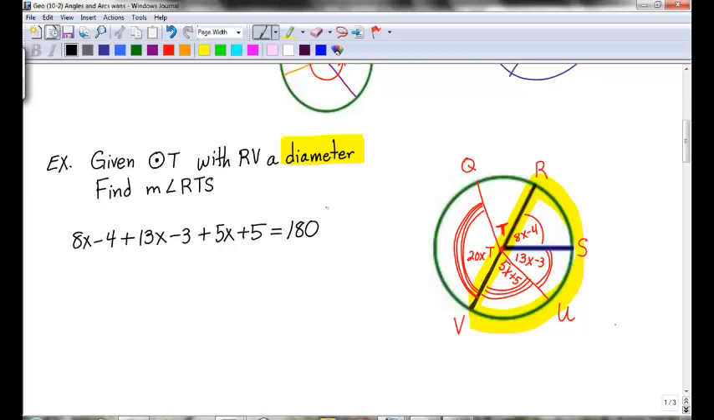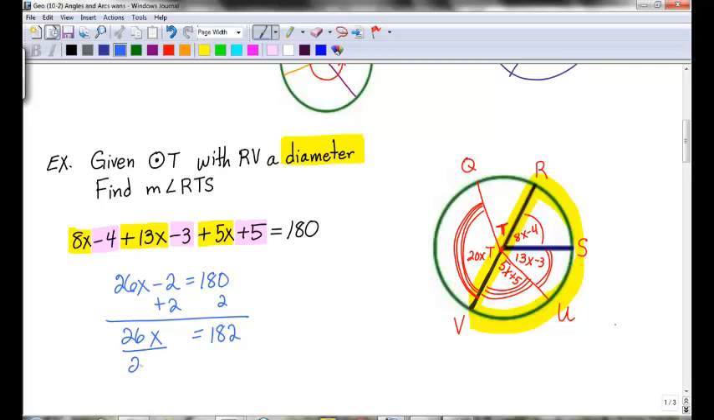Now combine like terms. You've got to combine the 8x, and you can't ignore the signs. You've got to look at the signs in front. Combine those, what are we going to get? 26x. And then combine minus 4 minus 3 plus 5. What is it? Minus 2, equals 180. Then we can do the inverse and add 2 to both sides. Agree with that? Now I get 26x equals 182. Divide by 26.